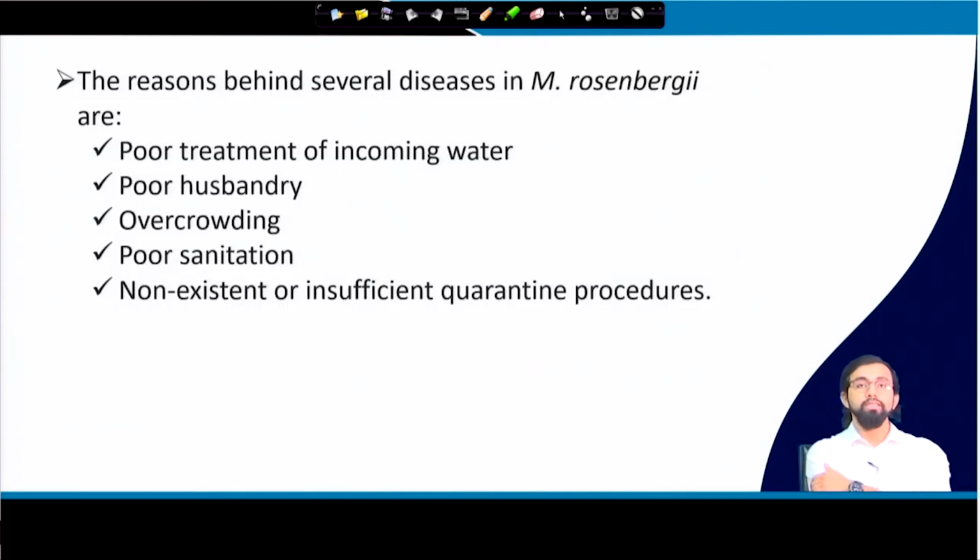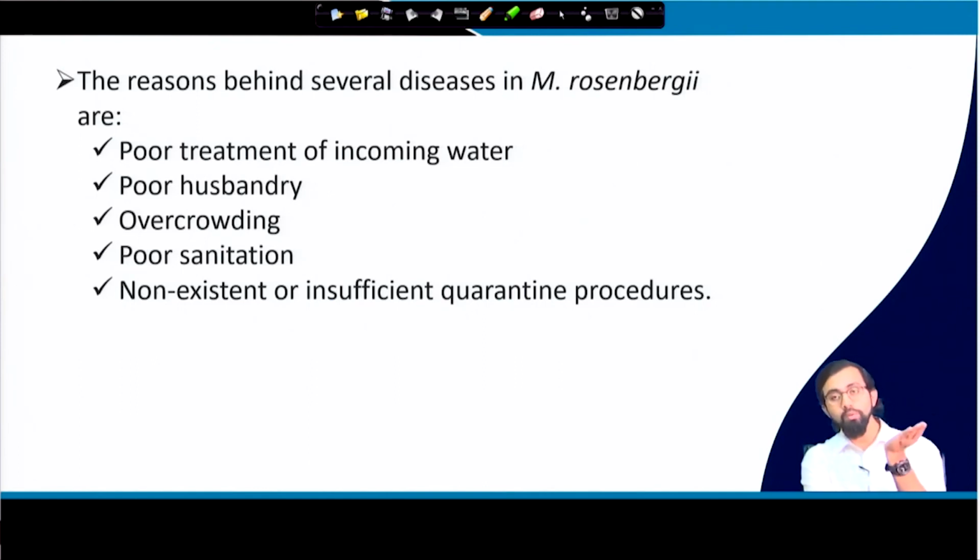So the reason behind the several diseases is majorly the poor treatment of the incoming water. The fresh water that is coming has to be properly treated. That's why RAS systems, recirculating aquaculture systems, have started becoming very famous, because the water exchange is very frequent.